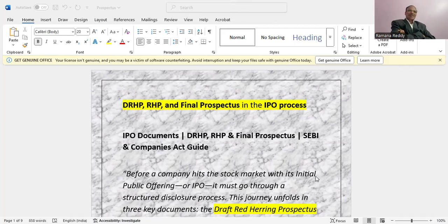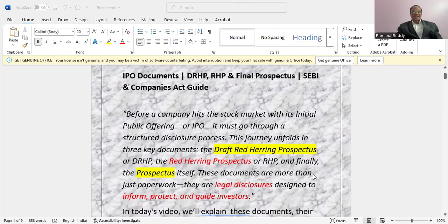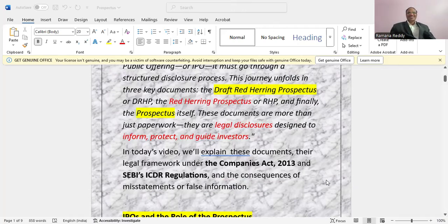Before a company hits the stock market with its initial public offering or IPO, it must go through a structured disclosure process. This journey unfolds in three key documents, that is, DRHP, draft red herring prospectus, RHP, that is red herring prospectus, and finally the prospectus. These documents are more than just paperwork, they are legal disclosures designed to inform, protect, and guide investors.